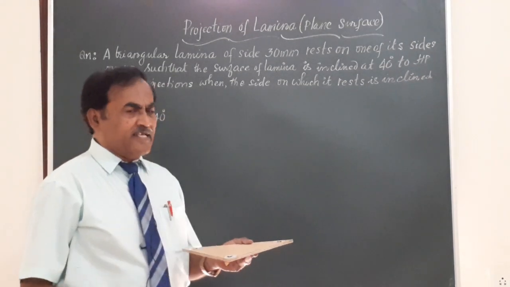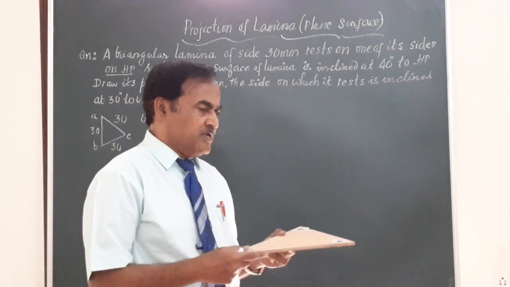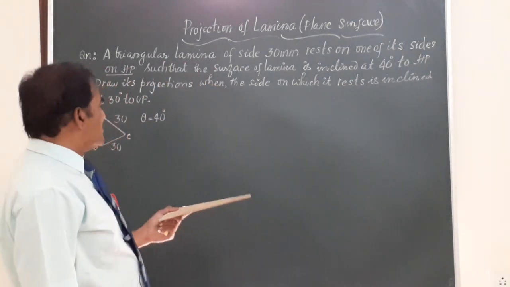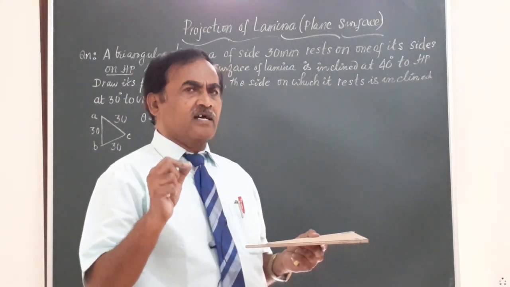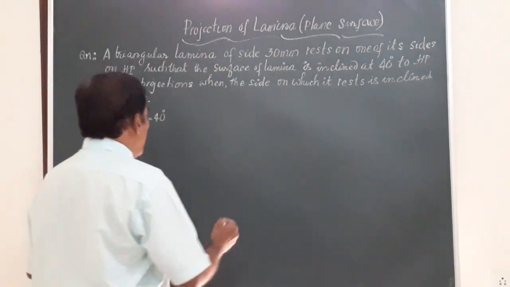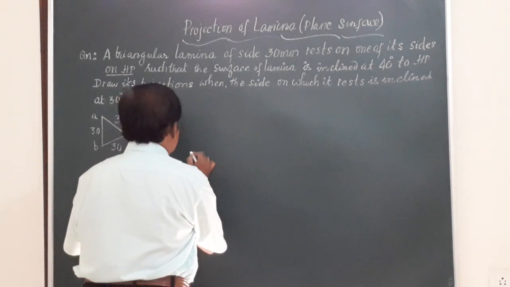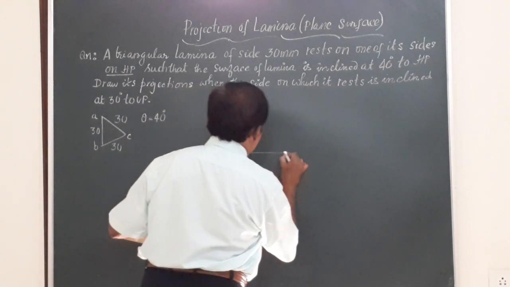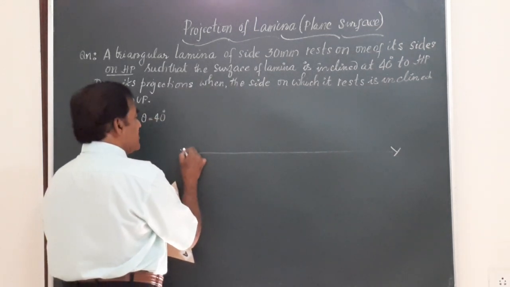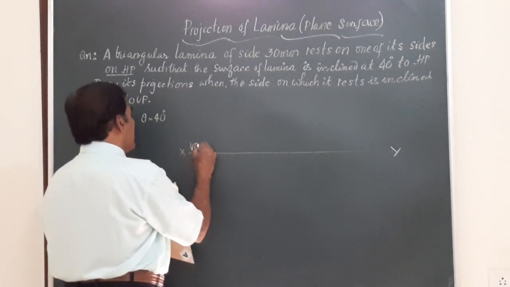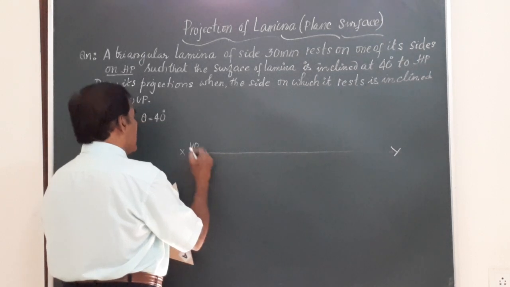Friends, what is the meaning of the surface of the lamina? First of all, we will start this problem by marking the XY line, VP and HP. So I commence the problem by marking an XY line, the line of intersection of VP and HP. I will mark VP above and HP below, which indicates first angle projection.